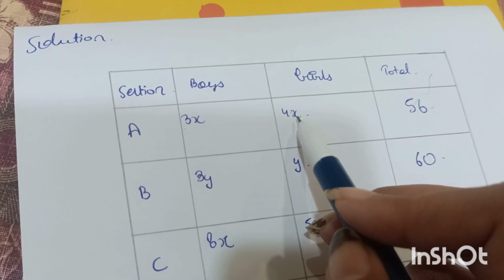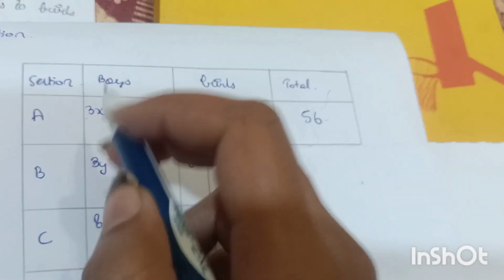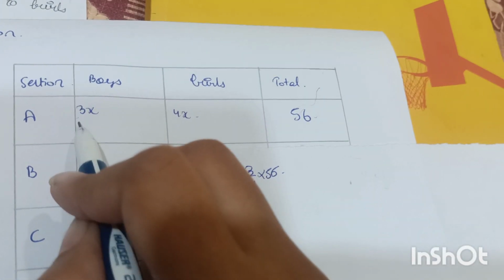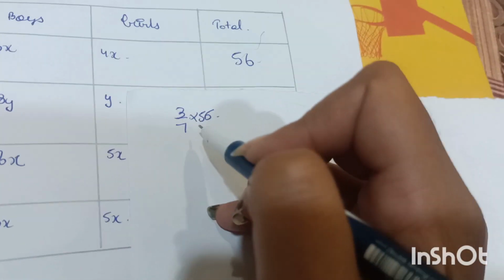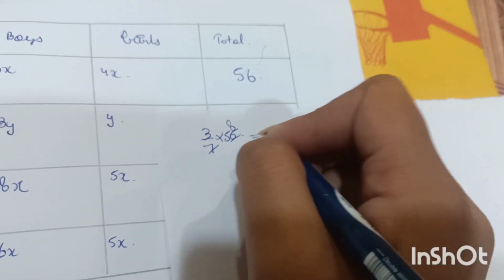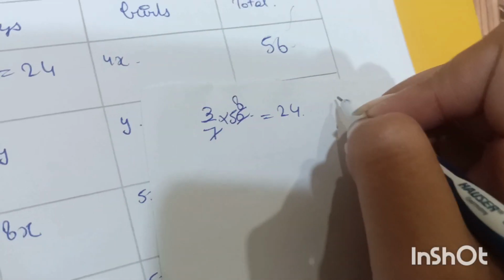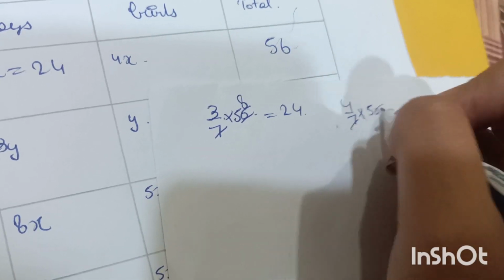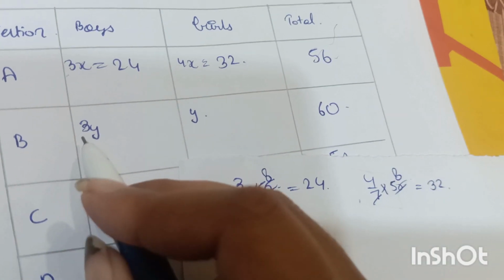So for 3 and 4, let's solve: 3 upon 7 into 56. Why 3 upon 7? Because we add 3 plus 4, since the ratio is given as 3:4. So 3 upon 7 of the total value, and the total students given is 56. So it will come to 24. And the same for this: 4 upon 7 into 56 will give the value 32.